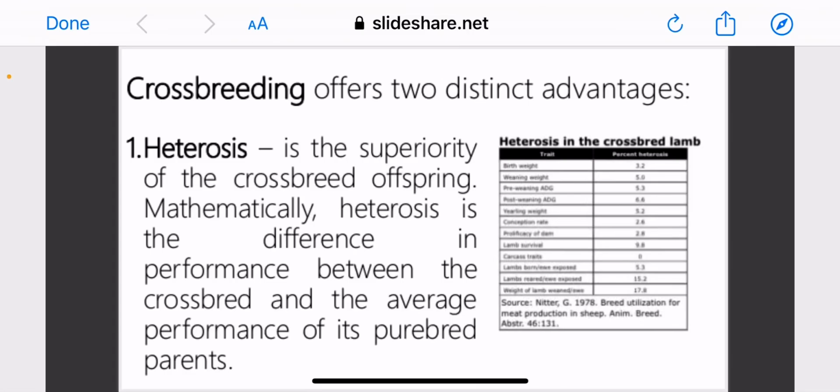Crossbreeding also has two distinct advantages. We have the so-called heterosis, wherein the superiority of the crossbred offspring, mathematically, is the difference in performance between the crossbred and the average performance of its purebred parents. So it's the superiority, no? Whatever superior characteristics the parents have should be passed on to the offspring.